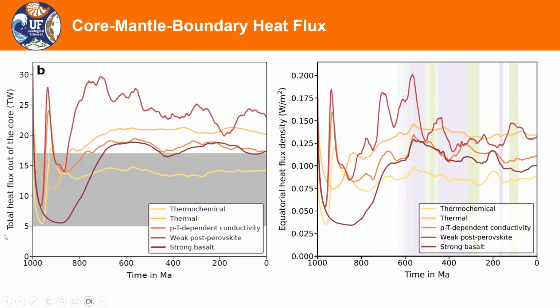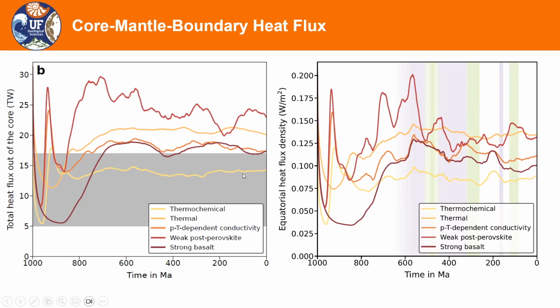When we look at the total heat flux out of the core, here it is plotted for all the models that we have run. In gray, you see a reasonable range for Earth, and the thermochemical model is really the one that gives us the most reasonable value. So this is one of the reasons why we have used it.